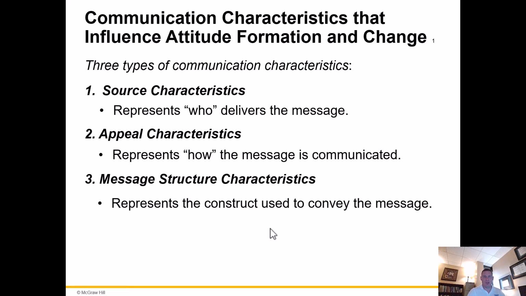Now we have three types of communication characteristics. So number one is source characteristics, number two is appeal characteristics, and number three is message structure characteristics. So source characteristics, this represents who delivers the message. So think about the source of the message, who's delivering it. Number two, appeal characteristics. This represents how the message is communicated. And number three, message structure characteristics. These represent the construct used to convey the message.